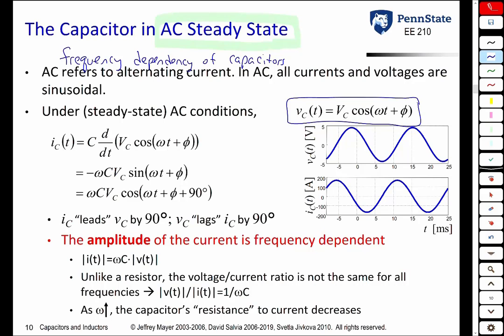So the current through the capacitor, or the current into the capacitor, is the capacitance times the derivative of the voltage. The derivative of cosine is negative sine. So we get negative sine. Furthermore, this omega that's inside the cosine comes out as part of the derivative. A couple of trig identities are important here. One, sine of x is the cosine of x minus 90 degrees. Also, minus sine of x is equal to cosine of x plus 180 degrees.